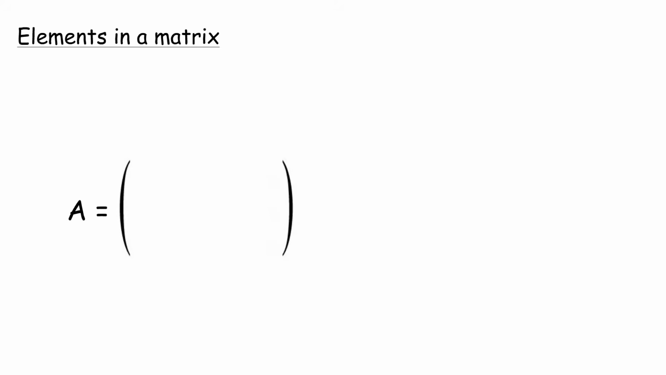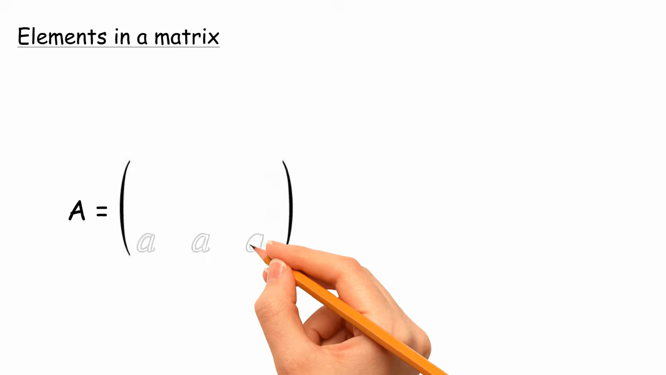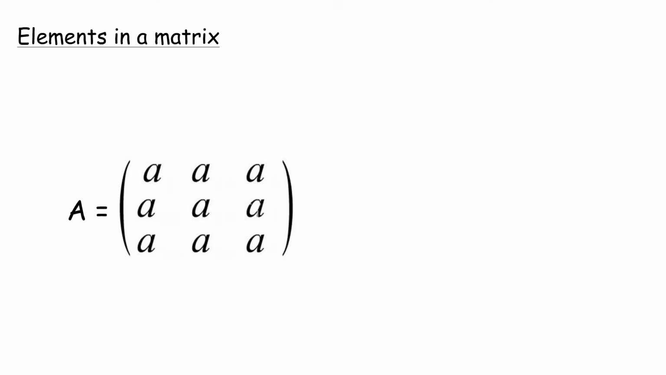Elements in a matrix. Every number in the matrix is known as an element of the matrix. Each entry or element is shown by a lowercase letter, with a subscript of row and column. In general, the element at the i-th row and j-th column in matrix A is represented as follows.